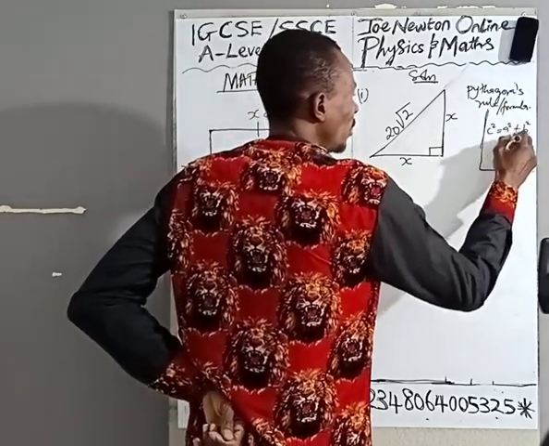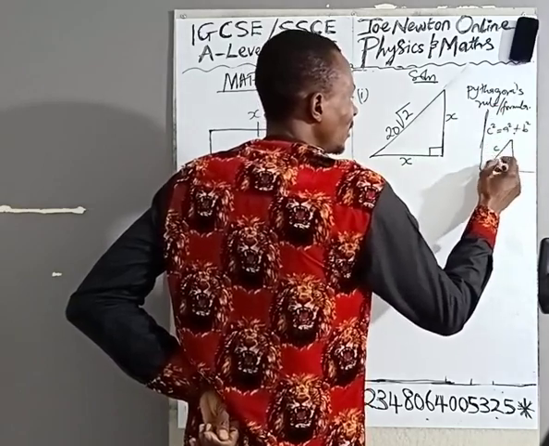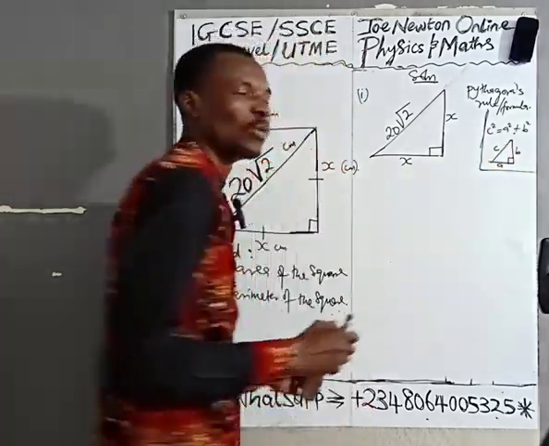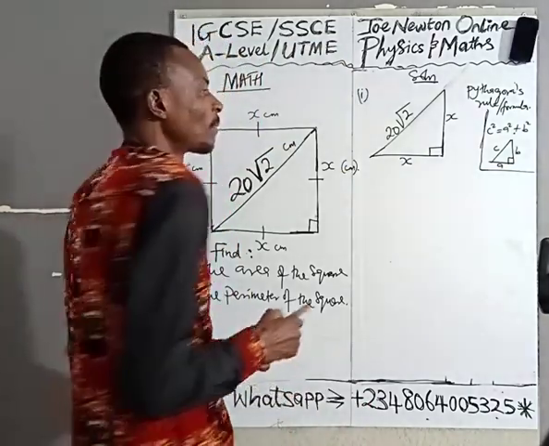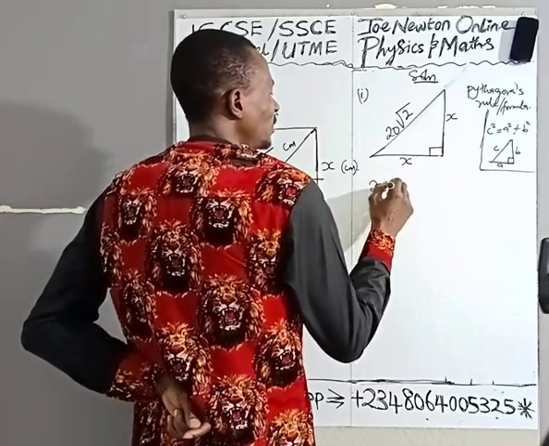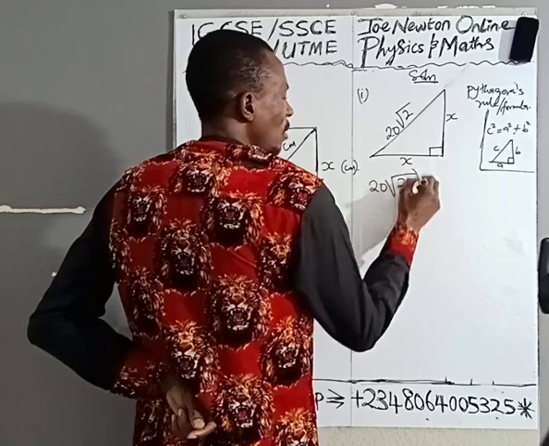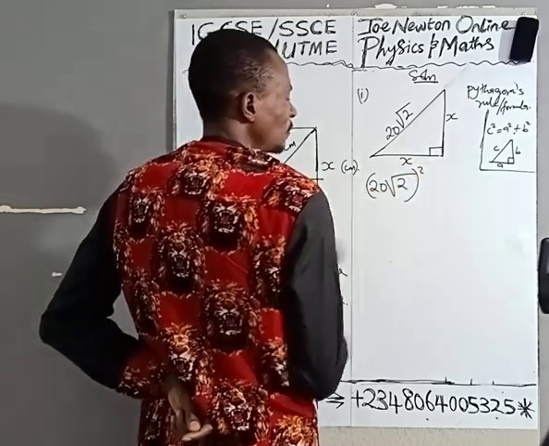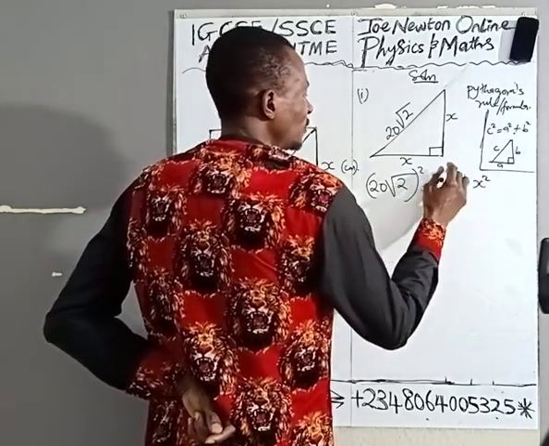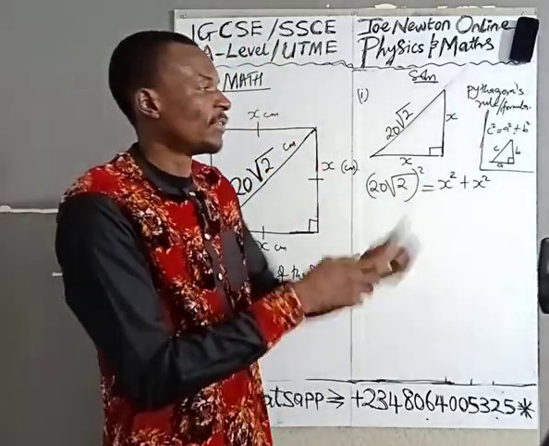So you know what we are doing. If I have this, and here is C, maybe here is A, and here is B, this is what the rule says, the rule we are applying. Okay, so similarly here, this will become 20 root 2, all squared, is equal to X squared plus X squared. See what it will be based on this rule I just gave here.